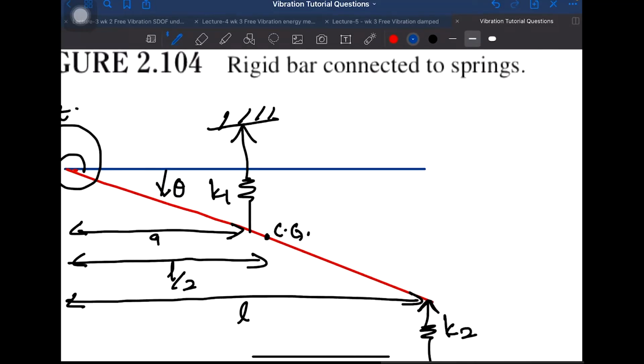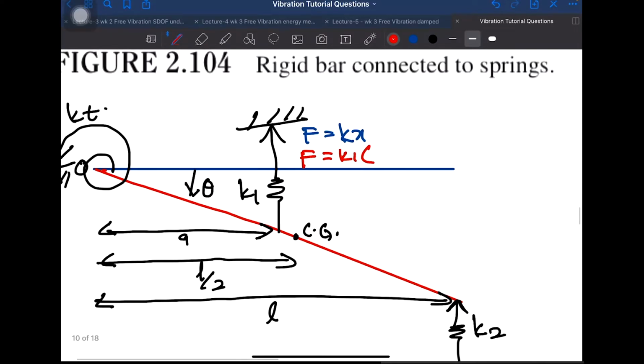For the spring force, F equals Kx, right? I'll show one by one here. F equals Kx, and our K now is K1. Our x is the displacement for the spring. What is the displacement for the spring? It moves like a part of a circle. The bar moves like this.